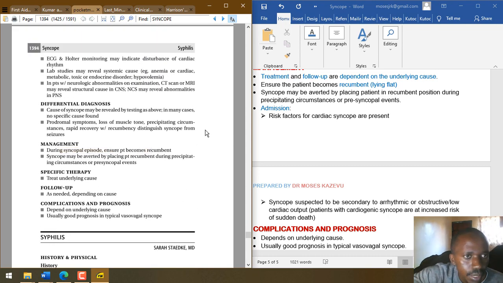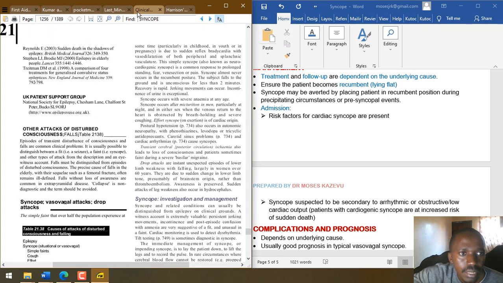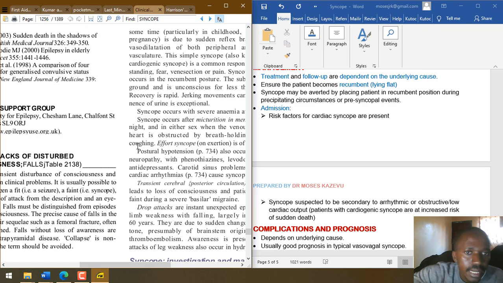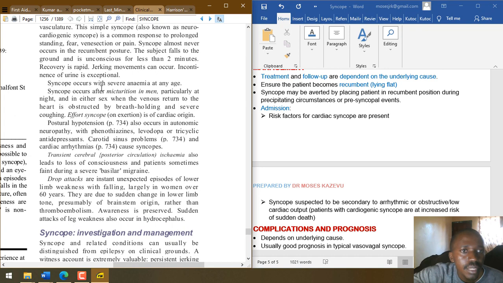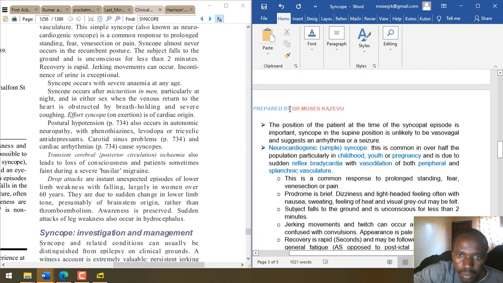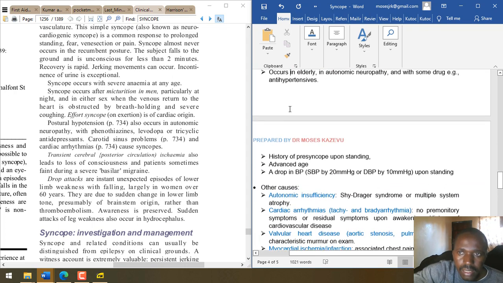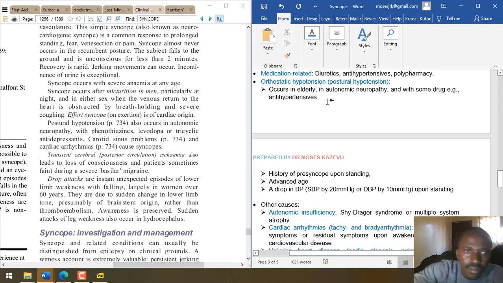What else? So the tests. Okay, we'll come back to this and have a look at differential diagnosis. Let's see what this actually looks like. Okay, syncope after micturition, we've talked about that. Effort syncope is of cardiac origin, postural hypotension also occurs in autonomic neuropathy. Phenothiazines, levodopa, antidepressants. So those are other drugs that can actually cause this. We can add this to the list. With some drugs, antihypertensives here. What other drug was actually put here?